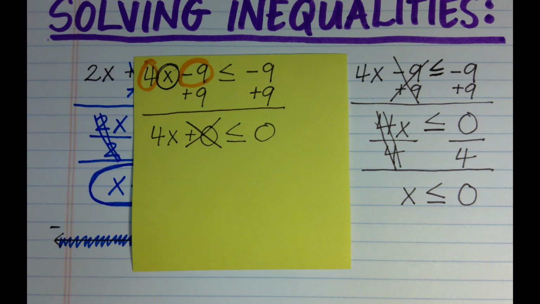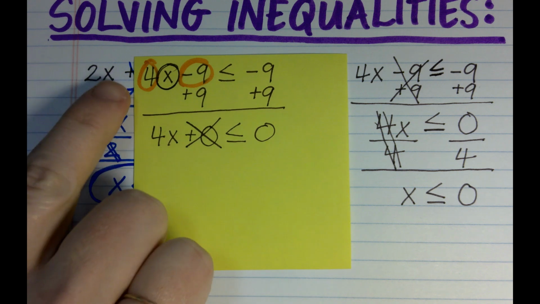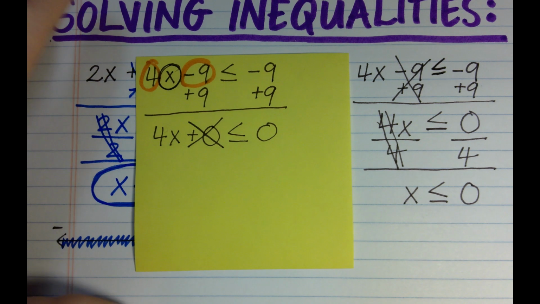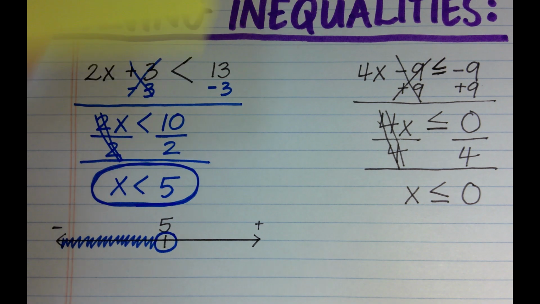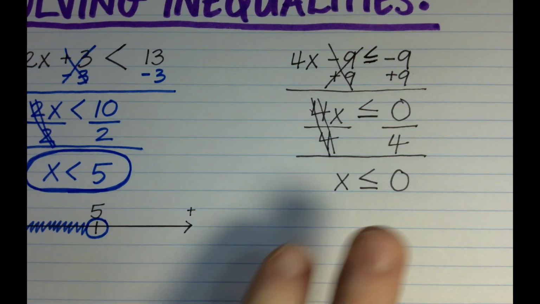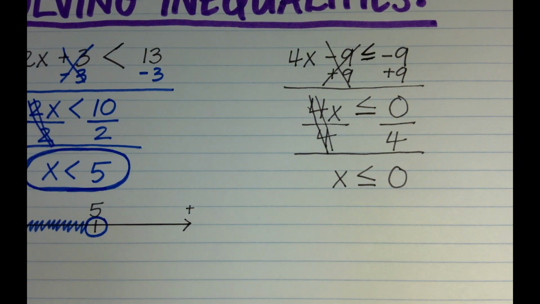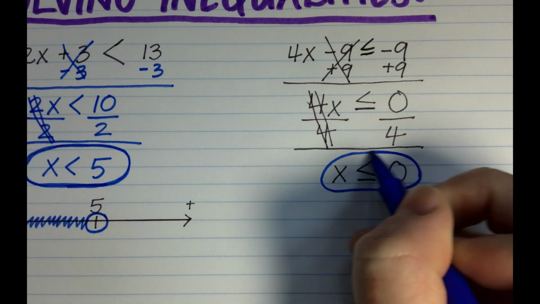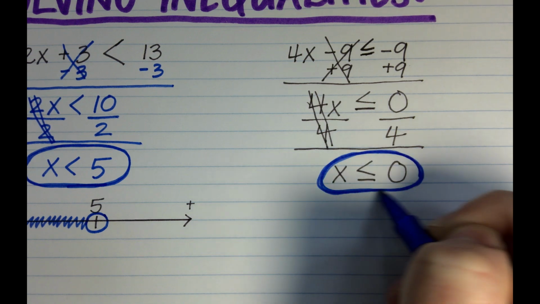And that is something that I think the more and more practice we do, we get more and more comfortable with it. It will become more like second nature. But that goal is never going to change. We're always trying to get our variable alone by itself. So we've solved our inequality. We now have x is less than or equal to 0. So we'll circle it. That's our answer.